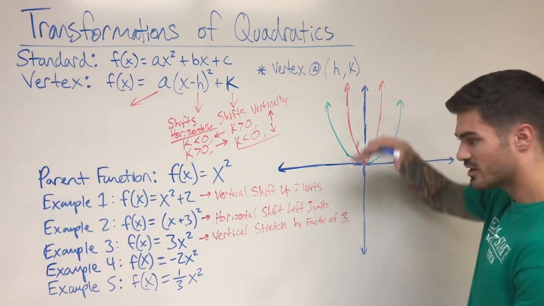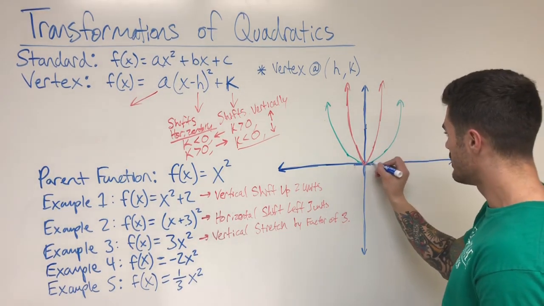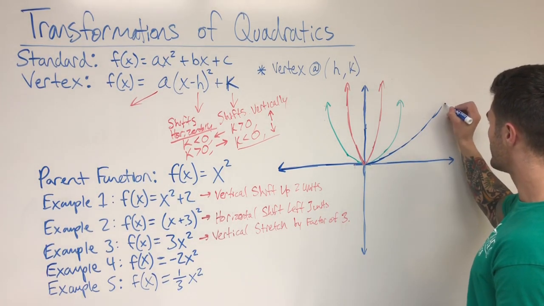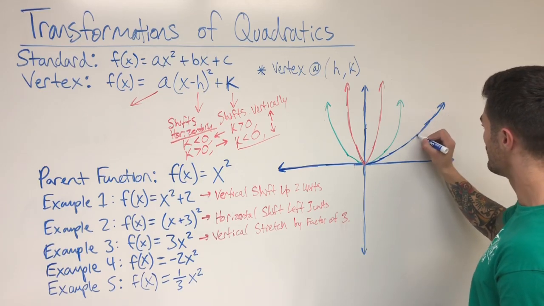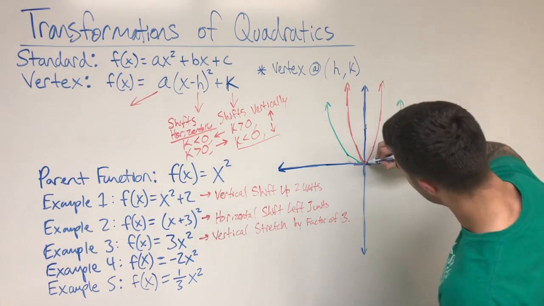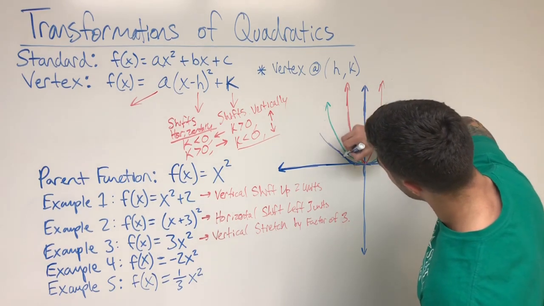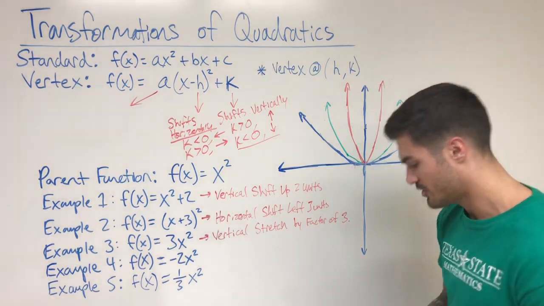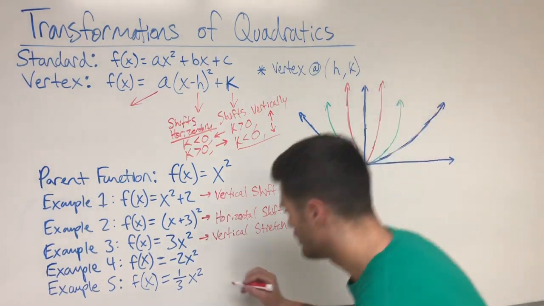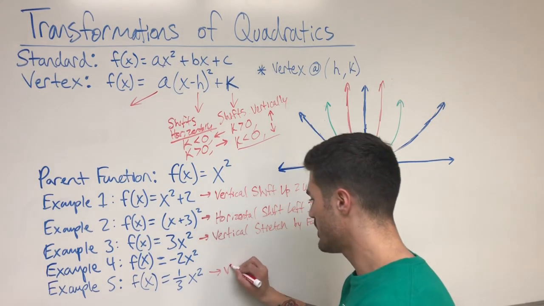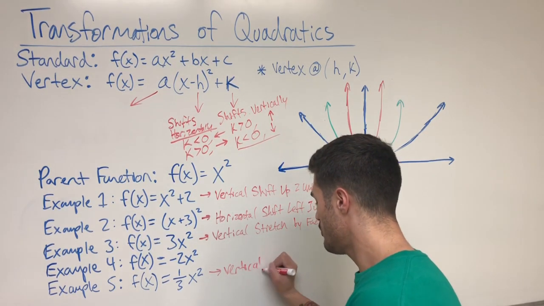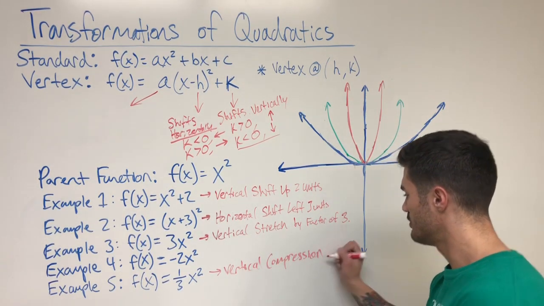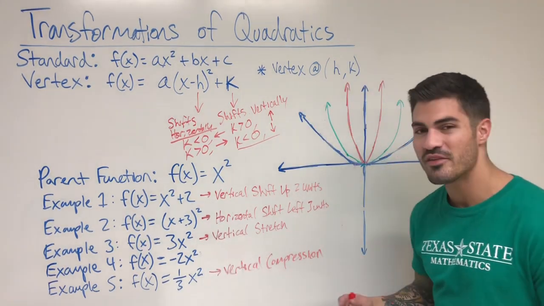Think of compressing. Think of flattening it out, squishing it. So that's what's happening to my parabola here: it's being vertically compressed. That's the way we think of it. So we have a U shape that's being vertically compressed. And we say vertically compressed by a factor of 1/3. I think you get the by a factor of 1/3 part. Vertical compression, I'll just write.